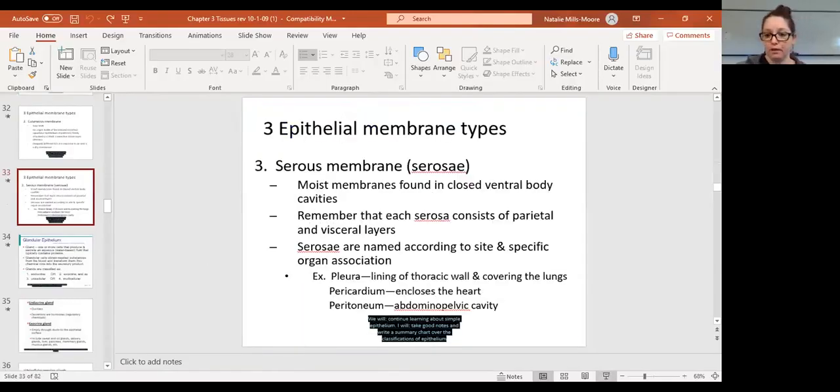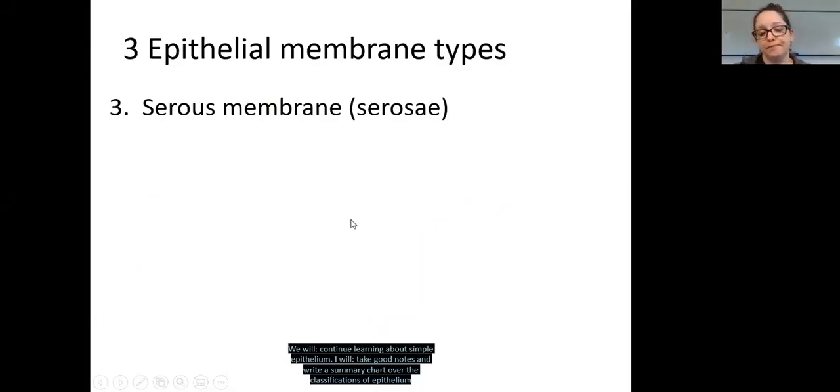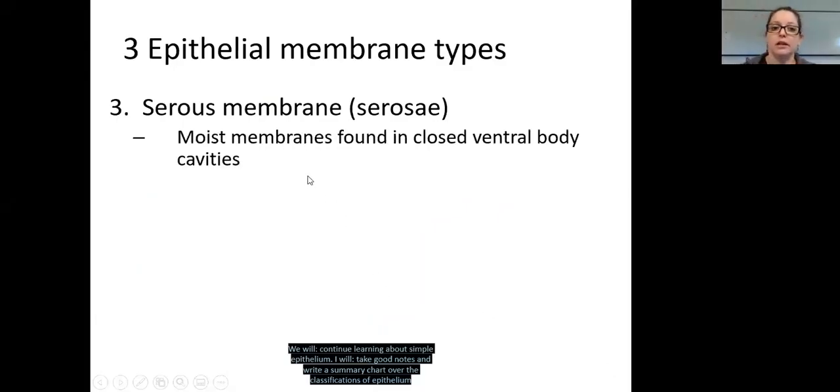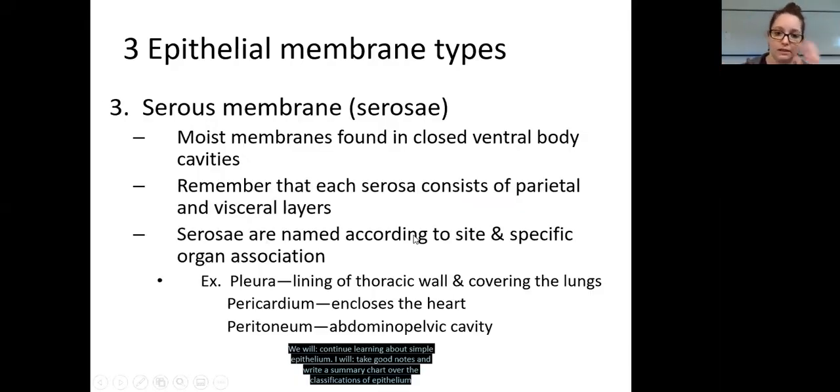Okay. So our serosa, or our serous membranes, are the moist membranes closed in the ventral body cavities, so your thoracic cavity and your abdominal cavity, the belly side cavities. It consists of parietal and visceral layers. The visceral layers are the layers that are touching the organs, and the parietal layers are the layers that are touching more of the inside of your skin surface. Remember, parietal means wall. Actually, you might not remember that.